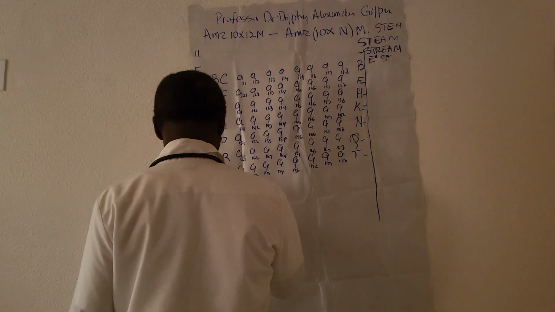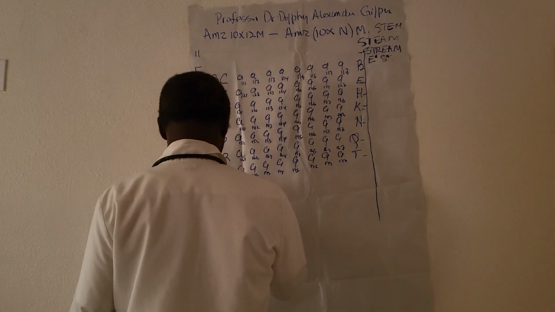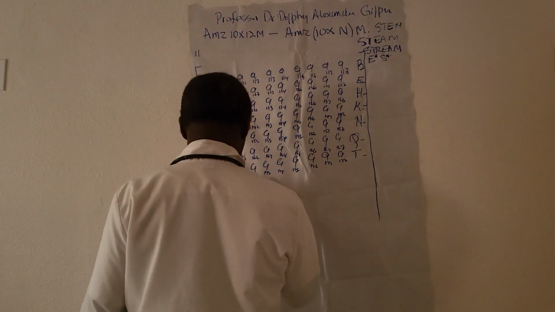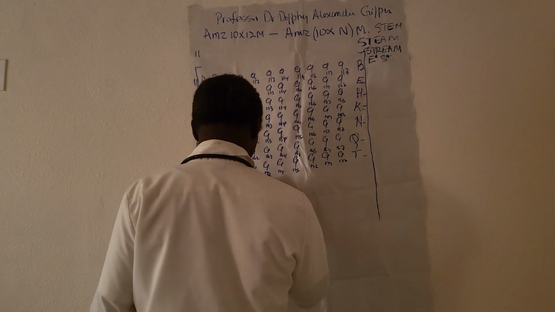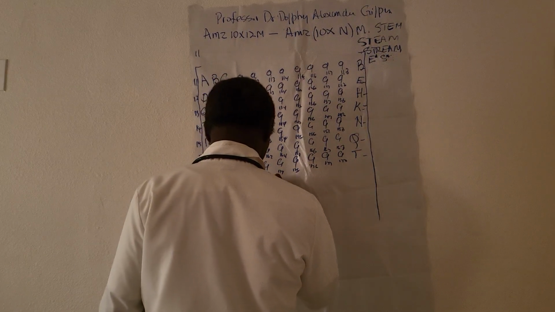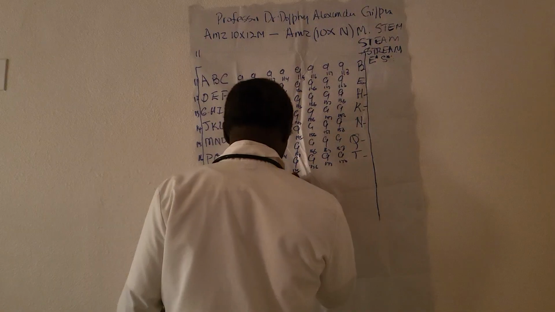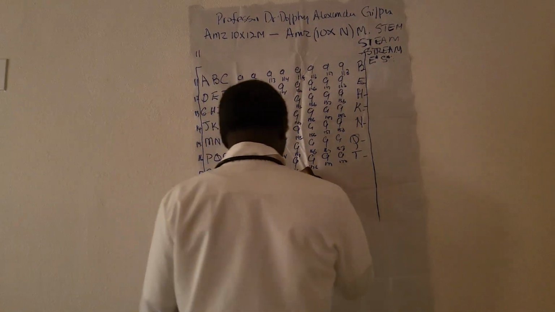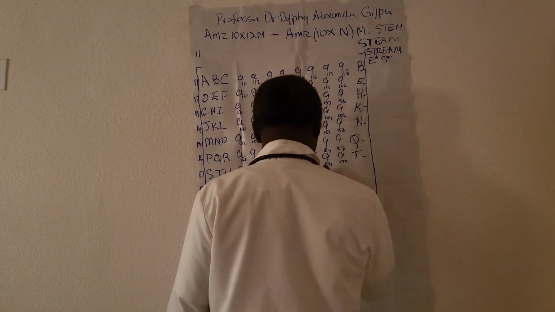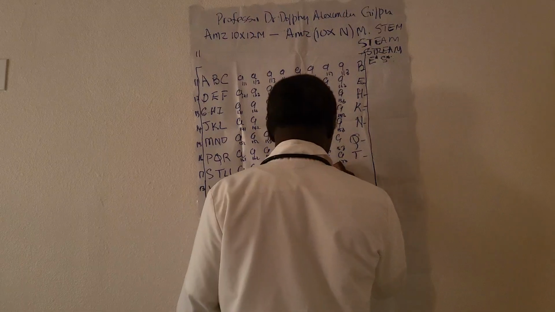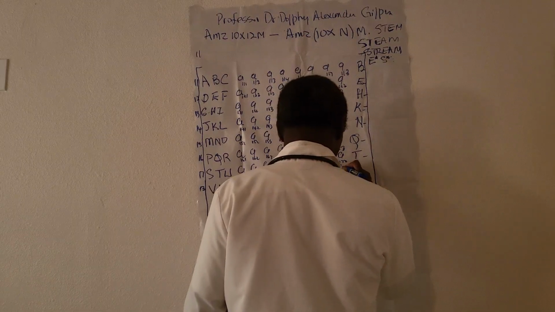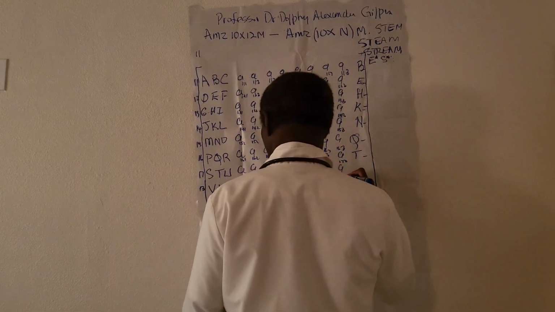So 18 now. V, W, and X. A 18-1, A 18-2, A 18-3, A 18-4, A 18-5, A 18-6, A 18-7, A 18-8.